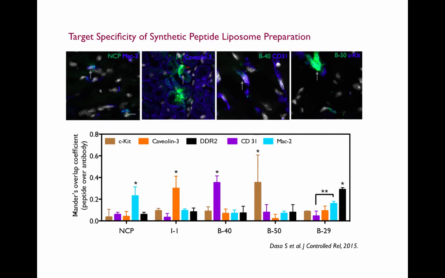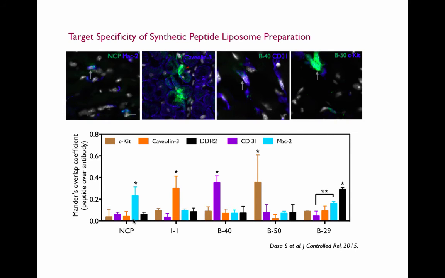And then again, we check for target specificity, and so here's the negative control. This is just the liposome by itself. Like I said, it goes into the macrophages. I1 goes to the cardiomyocytes. B40 goes to the endothelial cells. That's this overlap. And B50 goes to the c-KIT positive cells. And this is the correlation between them. So again, by putting the peptide on there, we are changing the subcellular localization for the liposomes.